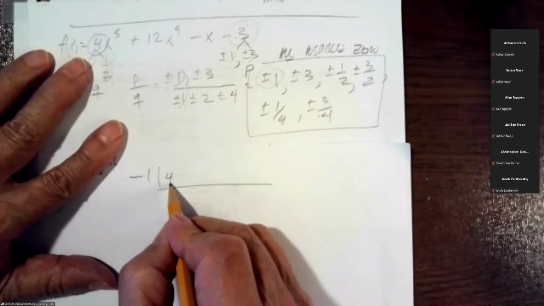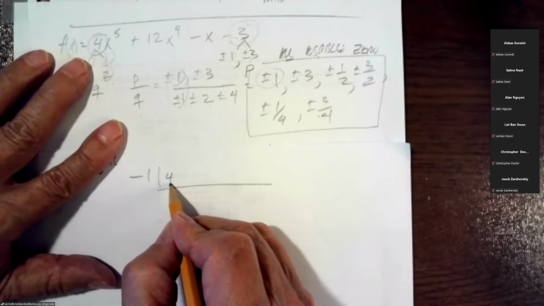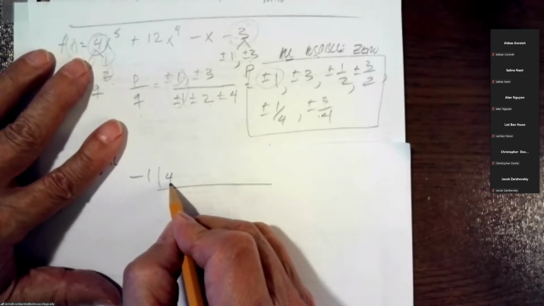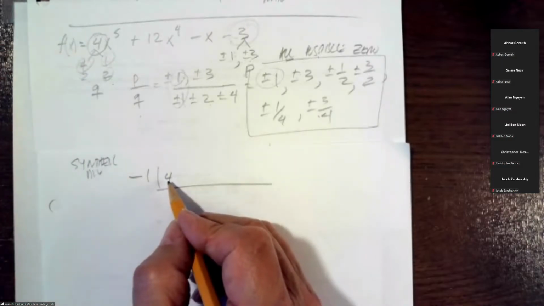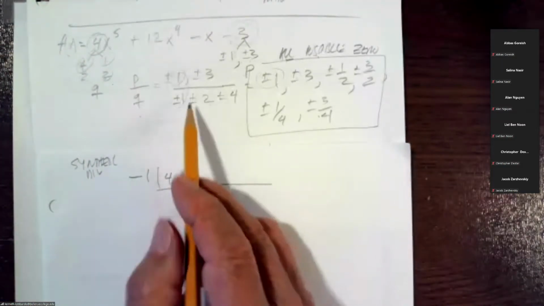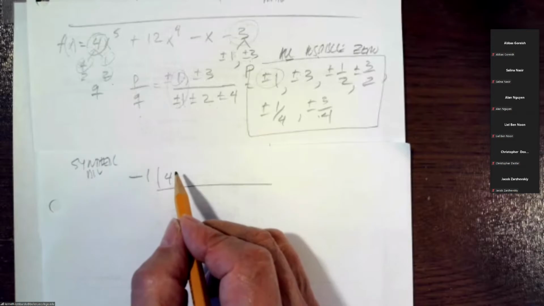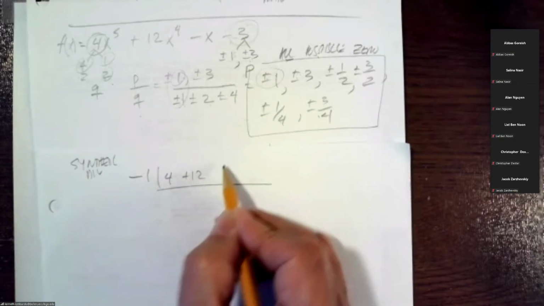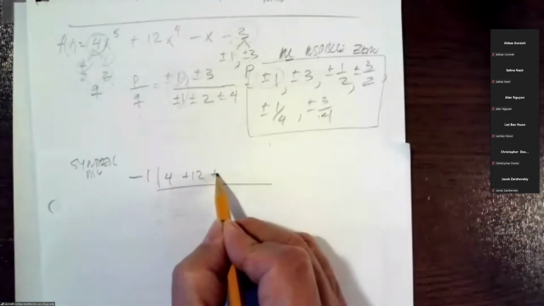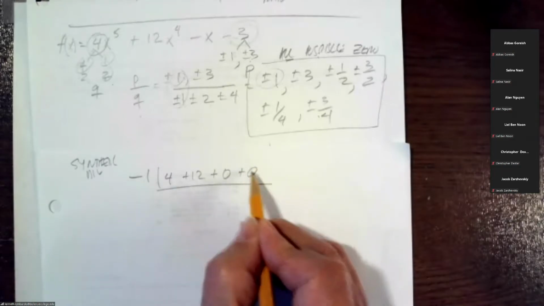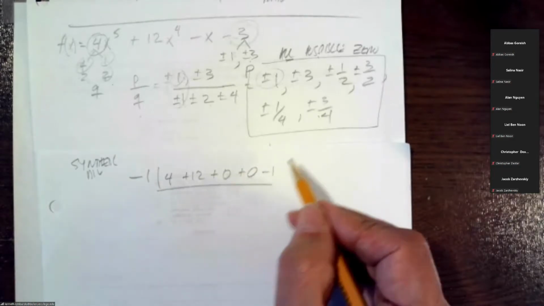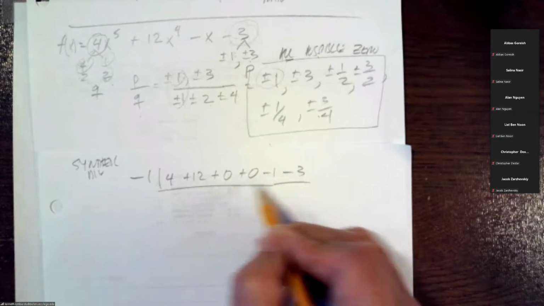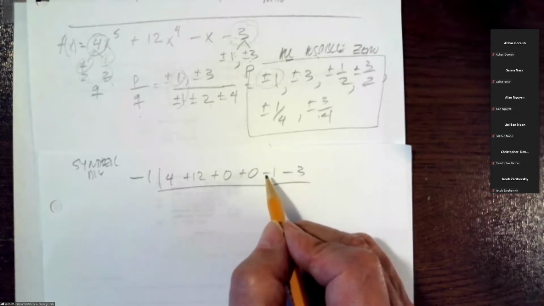So we've got 4x to the 5th, and we've got 12x to the 4, 0x to the 3, 0x to the 2, 1x, and a negative 3. So that's the division process that we would go through.